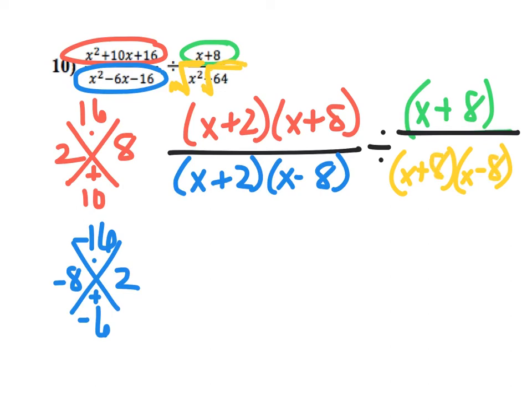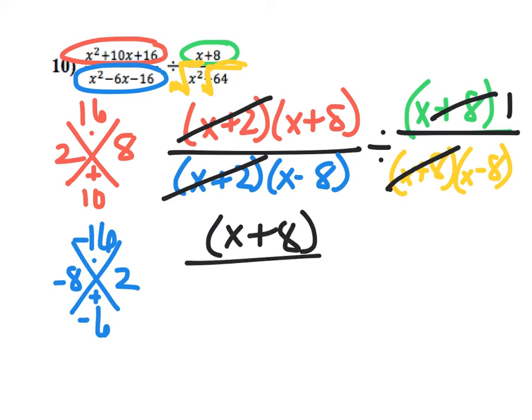Now before you even flip anything, if there's something you can cancel out, you should do that. So I noticed in my first one, we have x plus 2 and x plus 2. My second one, we have x plus 8 and an x plus 8. Now remember, if that x plus 8 cancels on top, we're just left with a 1. So really right now I have x plus 8 divided by x minus 8. And all of that is divided by 1 over x minus 8.